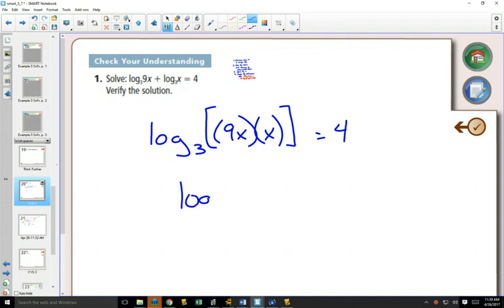I mean, you could have simplified this. This is the same as 9x squared equal to 4. Good. It's a single logarithm. We wanted that single logarithm because we can now change it to an exponential form. And our exponential form will be something that we can do more math with.